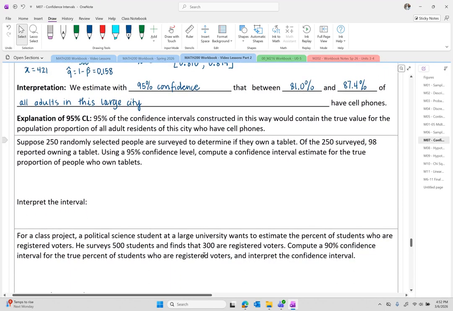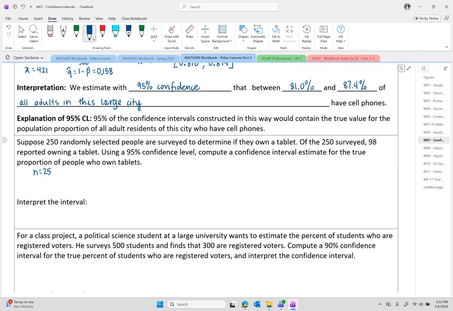Here is another one. Suppose 250 randomly selected people are surveyed to determine if they own a tablet. So we are looking for the true proportion of people who own tablets, maybe in that area, maybe in the United States, depending on what population the 250 people come from. And of the 250, 98 reported that they own a tablet, and we want to have a 95% confidence interval.